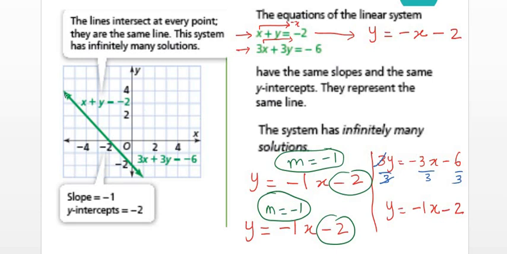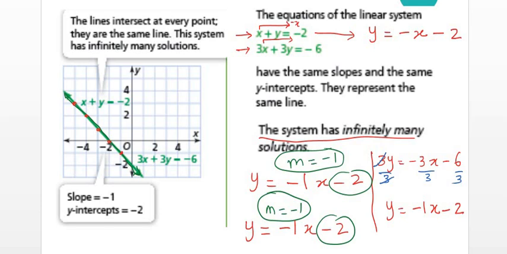So if you will plot both the lines, they will be plotted at the same points, and they will have millions and hundreds of points in common. So it means both these lines, they will be overlapping each other. So that's why we say this system has infinitely many solutions.